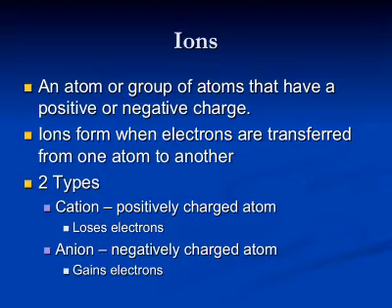There can be two types of ions. The first one is called a cation. These types of ions are positively charged, which means they have to lose electrons. The second form is an anion, which are negatively charged, which means they are gaining electrons.